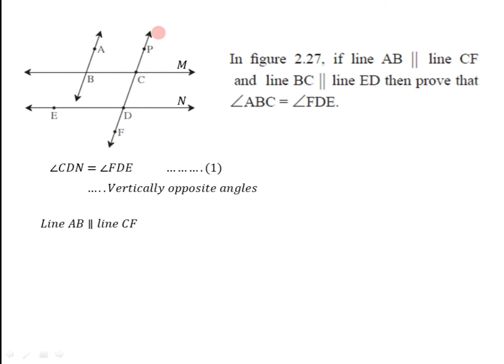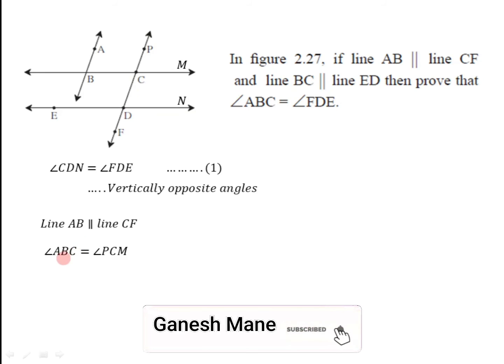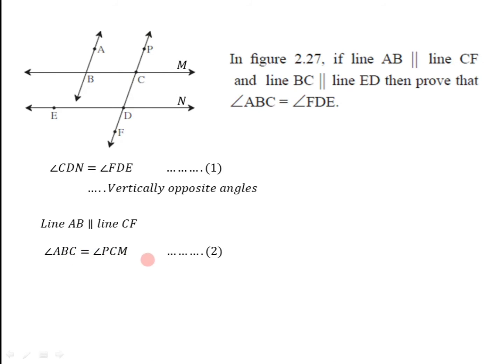Now it is given that line AB is parallel to line CF. If line AB is parallel to line CF, and if we consider line BC as their transversal, then we get two angles, angle ABC and angle PCM. These two are corresponding angles, so they must be congruent. Angle ABC is congruent to angle PCM, because line AB is parallel to line CF, and with BC as their transversal, these two are corresponding angles. We know that if two lines are parallel, then the corresponding angles are congruent. That's why angle ABC is equal to angle PCM. We'll call this equation number 2, and the reason is corresponding angles.